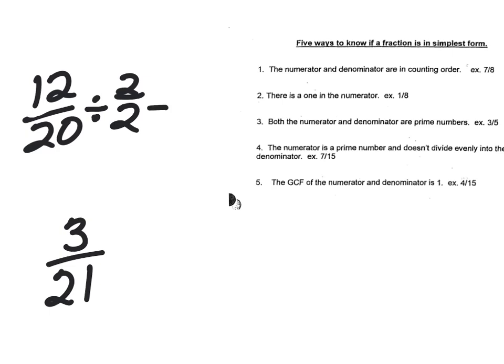So if I were to do the math here and think about my math facts, 12 divided by 2 is going to give me 6, and then 20 divided by 2 is going to give me 10. So basically, you're just cutting those numbers in half. Half of 12 is 6, half of 20 is 10. And so now we found an equivalent fraction of 6/10.